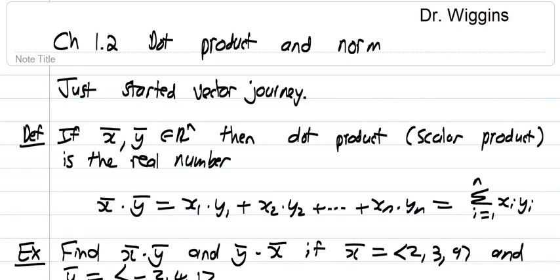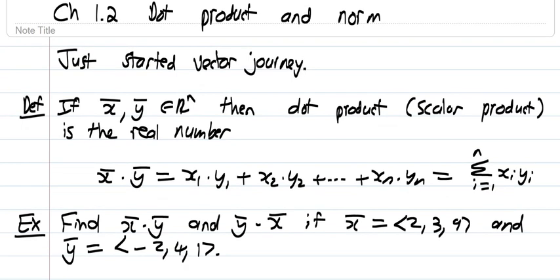Alright? You can write this in fancy summation notation as the sum i going from 1 to n of xi times yi. Remember, xi is the ith component of vector x, and yi is the ith component of vector y. So the dot product spits out a real number. So it turns an n-dimensional vector and another n-dimensional vector into a real number. So guys, it's good to make your own examples, or do all of the examples and the exercises in the textbook. Alright? So, here's an example.